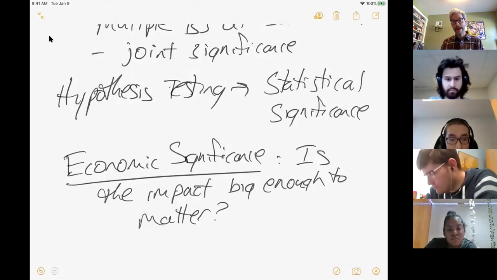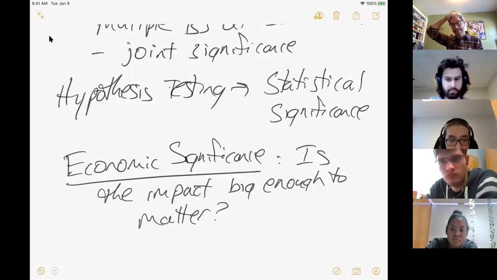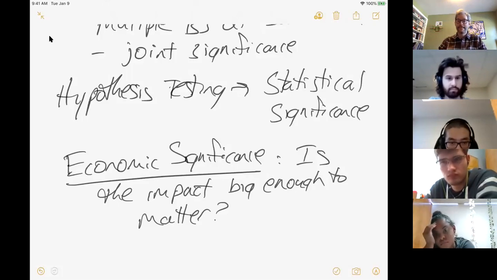And so a lot of bad research, I'll have to say, and not just in economics, but across disciplines, is not really thinking about the economic or the practical significance of things, right?